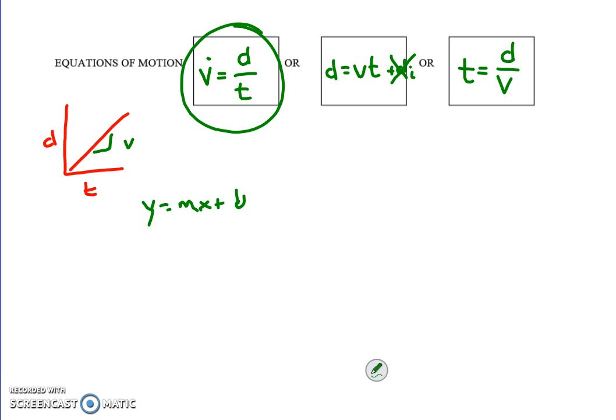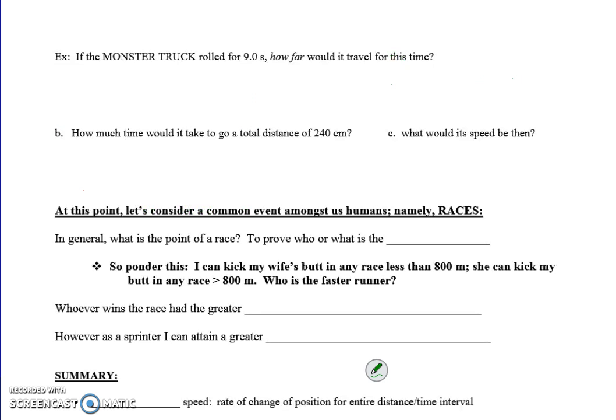Okay, so I wanted to finish up with a simple little example. So let's say the monster truck rolled for 9 seconds. How far would it travel in this time? Well, the information we know about the monster truck from the first graph is that its speed was 40 centimeters per second. Okay? So how can we use this? I don't want you doing this in your head. I want you to do this systematically. So I'm going to list the information. So 9 seconds is time. How far is distance? And I know the velocity.